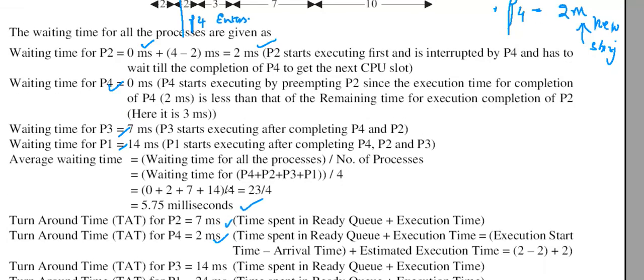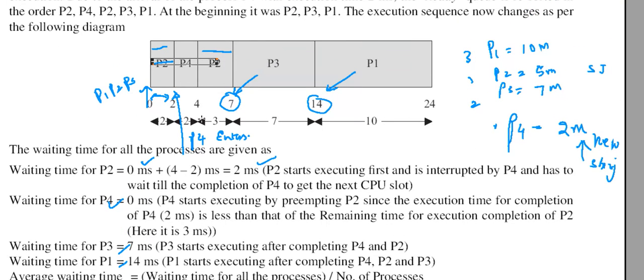Next, turnaround time for P3. Waiting time: I should wait for P4 to complete, that is 2 milliseconds. You should wait for P2 to complete, 5 milliseconds. So it is 7 milliseconds waiting time plus 7 milliseconds of execution time. So this is the turnaround time for P3.